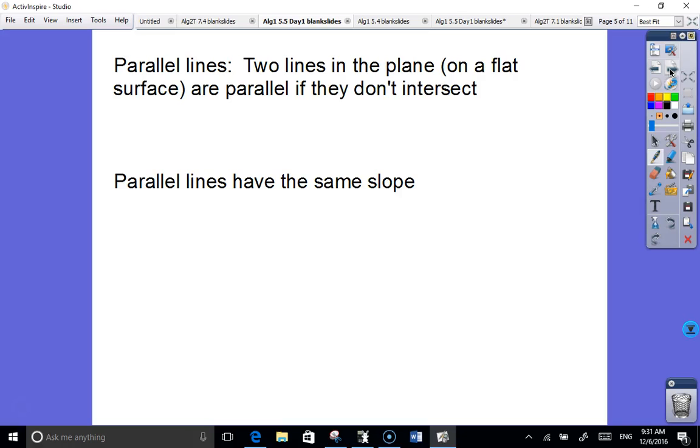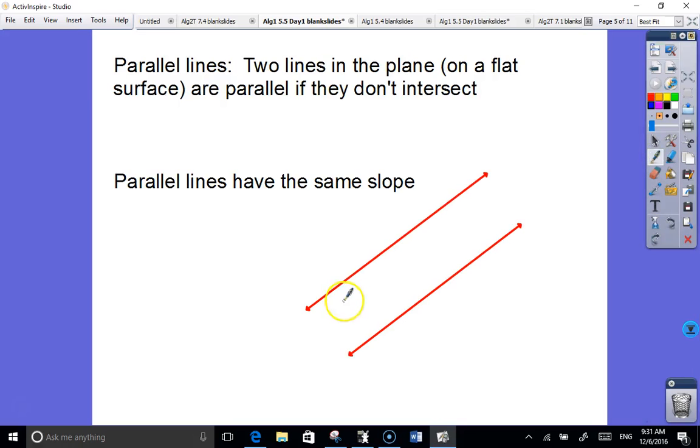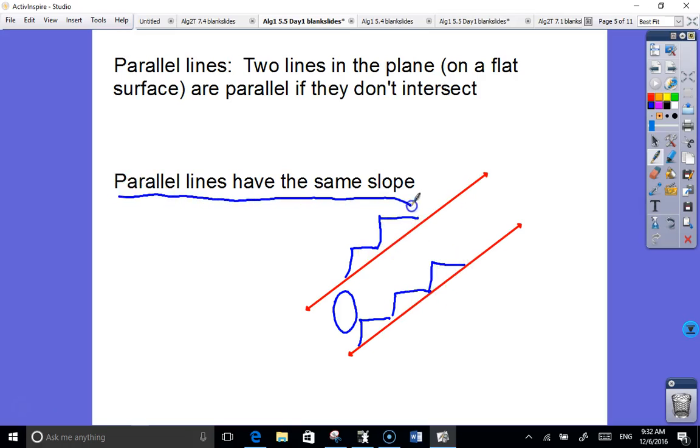They're equal, right? Because if you look at the lines, they're going up and over exactly the same, right? I mean, they don't intersect here, and they keep going up and over exactly the same, so they never get any closer, right? So they have exactly the same slope. So parallel lines have the same slope. You got to remember that.